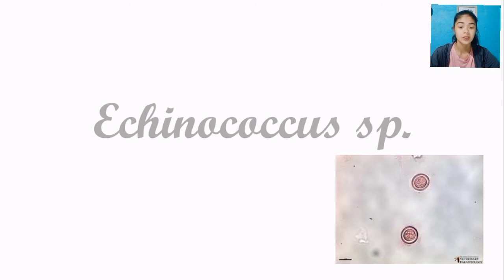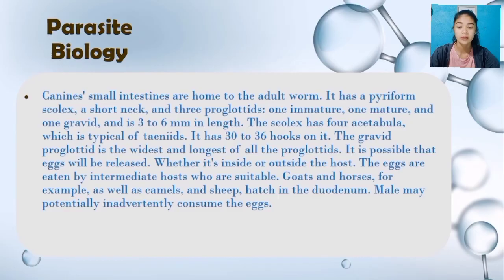So an example of this is Echinococcus granulosus. Canine small intestines are home to the adult worm. It has a piriform scolex and a short neck, and three proglottids, one immature, one mature, and one gravid. It is 3 to 6 millimeters in length. The scolex has four acetabula, which is typical of taeniids. It has 30 to 36 hooks on it. The gravid proglottid is the widest and longest of all proglottids.